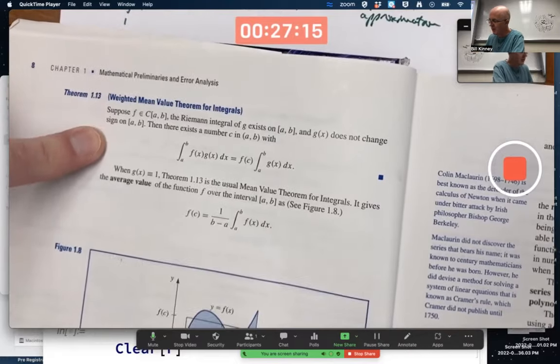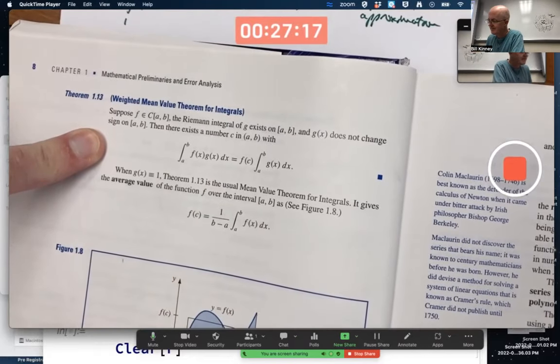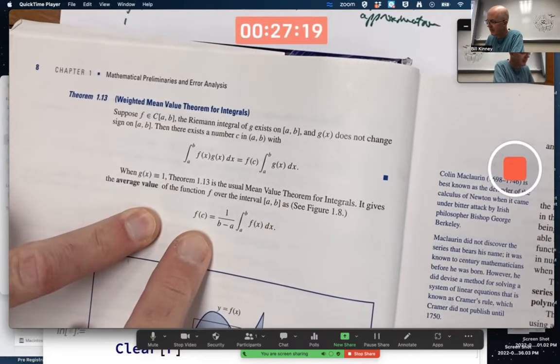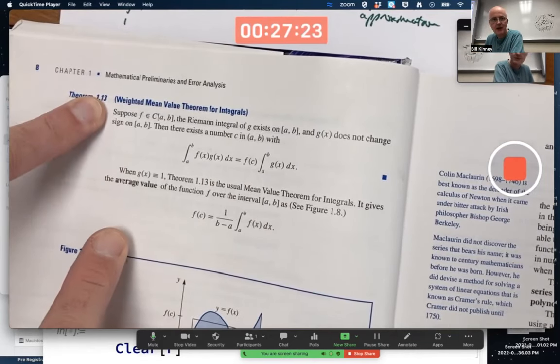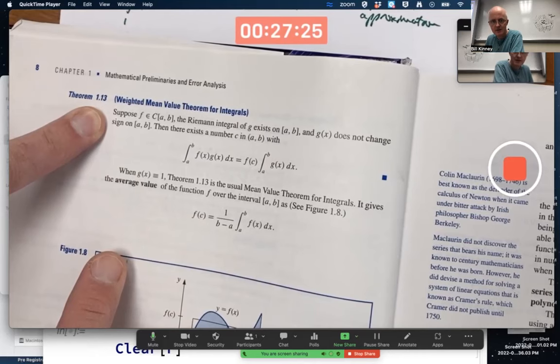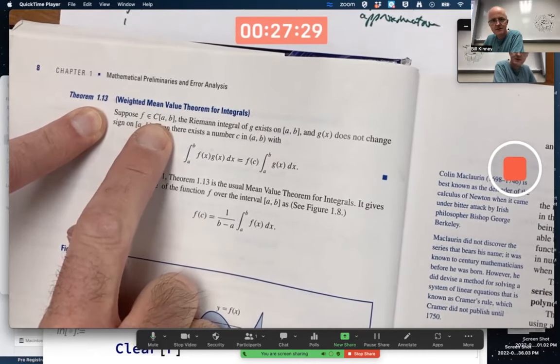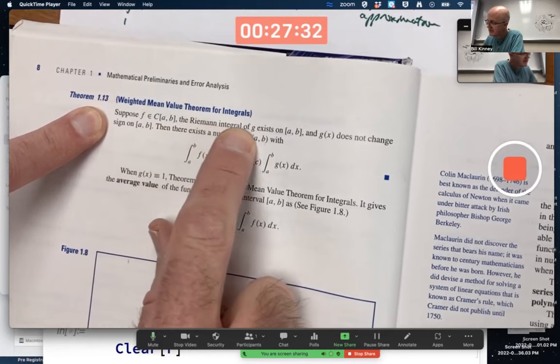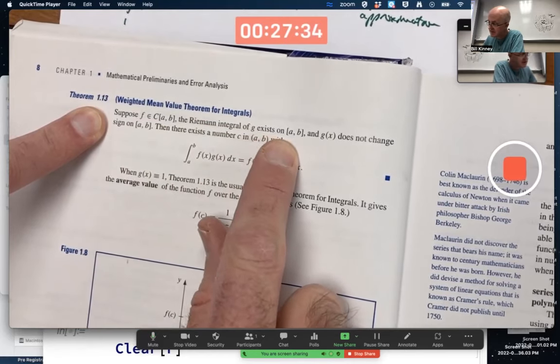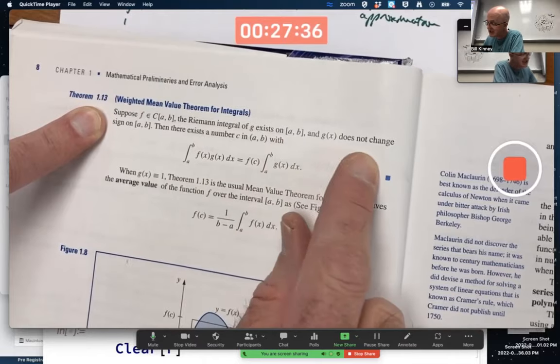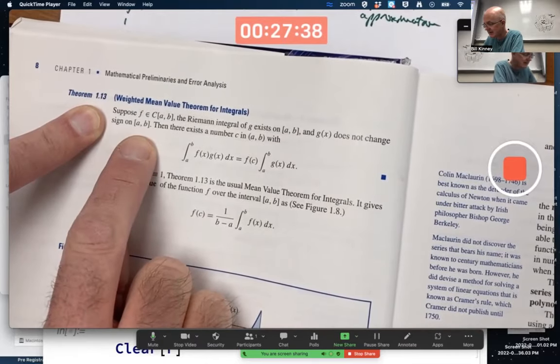There's the most general form, which we will use today, actually. But here's a more particular form that we're about to use. It's described as the weighted mean value theorem for integrals. Suppose f is a continuous function, that the Riemann integral of g exists, though g may not be continuous, but g does not change sign on the interval.